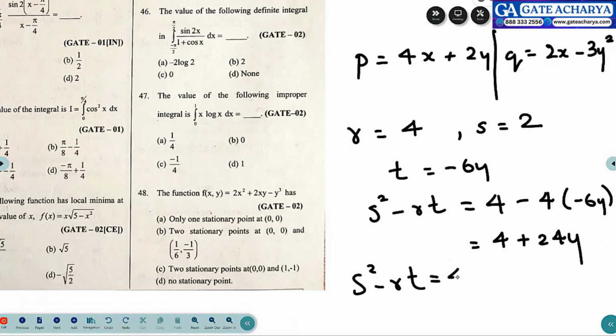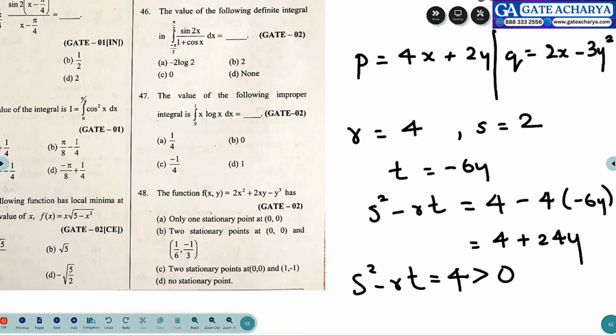S square minus RT is 4, na? So it is greater than 0. So what is this point? Saddle point. If S square minus RT is greater than 0, then there is no need of investigating R. You don't have to waste time in investigating what? R. Only if it is less than 0, then only investigate for R. Clear?